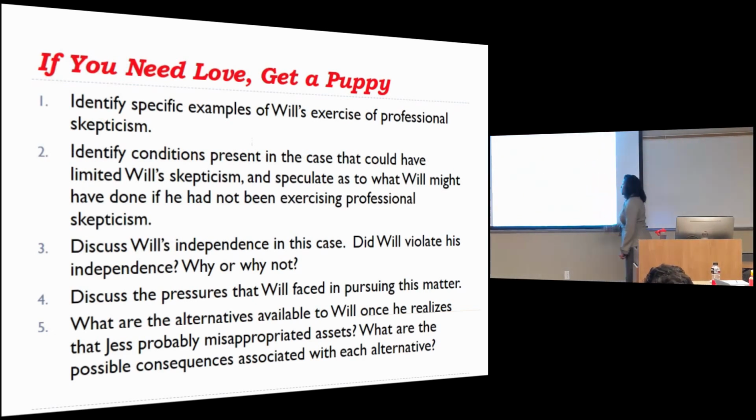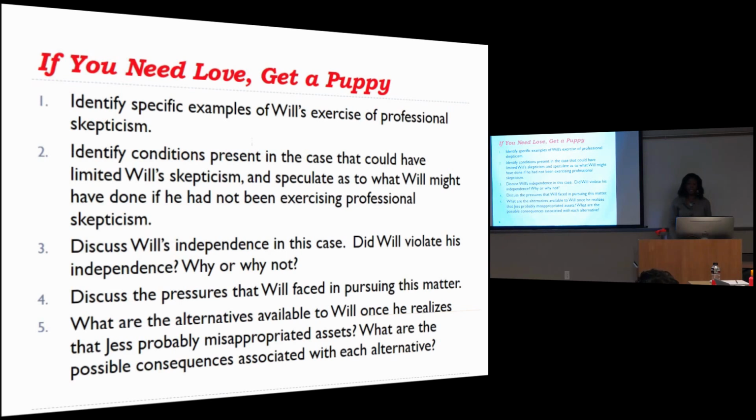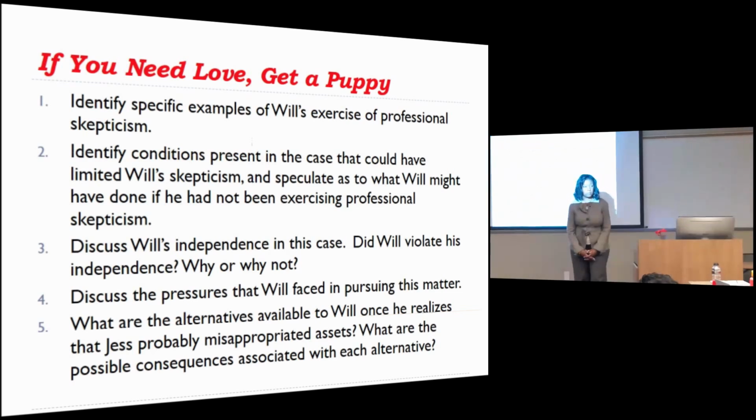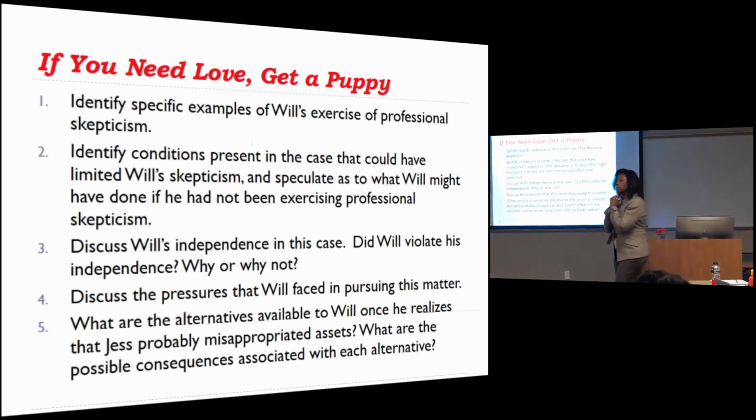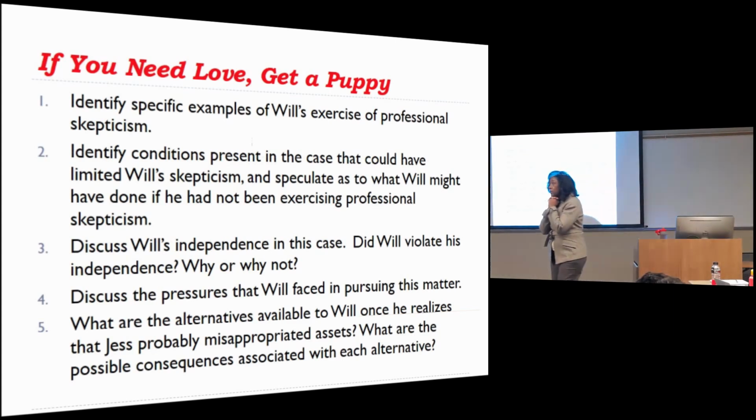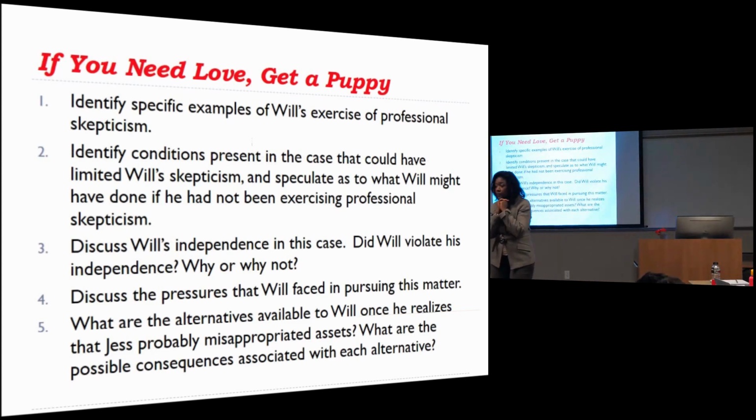So what alternatives did Will have once he realized what Jess was doing? What could he have done? He could have just not done anything. Right, and what's the consequence of that? Right, he would have impaired his independence.